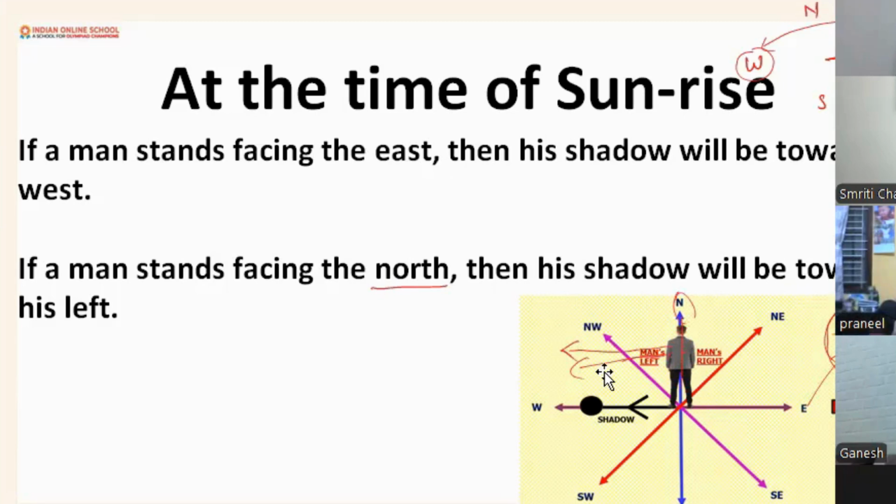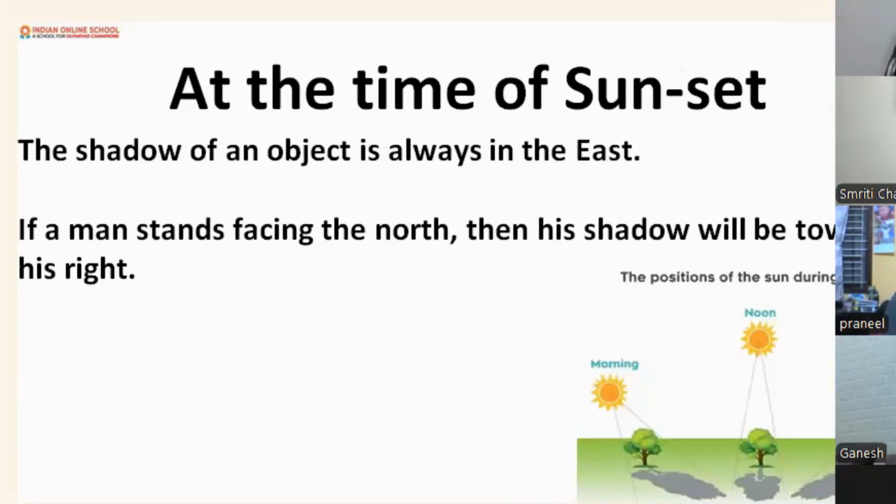Understood, everybody? And at the time of sunset, what will happen? As we already know, the sun is setting in the west direction. So if a man is facing towards west at the time of sunset, then his shadow will form in the east direction. Understood? And if the man is facing towards the north at the time of sunset, then his shadow will form towards his right. East, because east is on the right. So that's why the shadow will form on the right direction only.